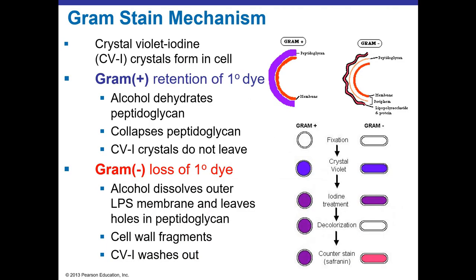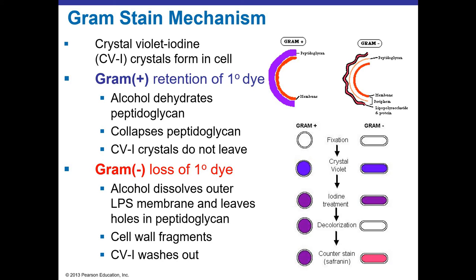The principle behind this is that when the crystal violet and iodine are mixed together inside the cell, they form a crystallized structure. It's now bigger and more difficult for that to get out of the cell, but the different cell properties between gram-positive and gram-negatives determine whether that crystal violet can be washed out or not.